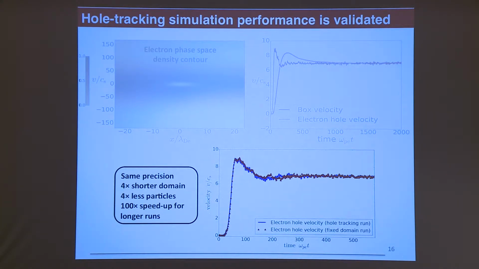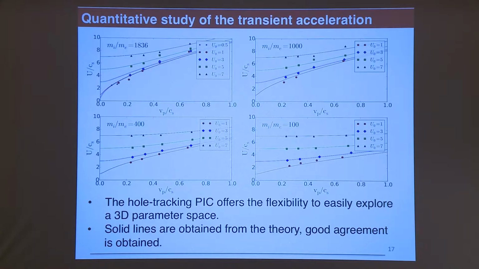And so we've done a benchmark to show that this new short domain hole-tracking simulation gives exactly the same result as a fixed domain run. Here I'm showing you the agreement between the two runs. So we essentially can achieve the same precision, but with a domain which is much shorter. In this short run case, it is 4 times shorter and has 4 times fewer particles. And for longer runs, we may even have a much bigger speed up, because the time of a PIC basically scales linearly with the number of particles in there.